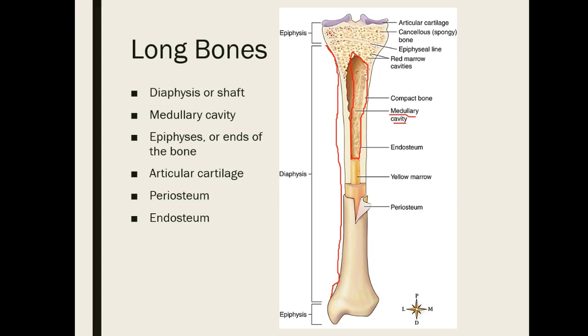Inside of that medullary cavity, we do have yellow bone marrow, which is a fatty form of bone marrow. The ends of the bones are going to be referred to as the epiphyses. So that's going to be these areas here. These are commonly covered in this articular cartilage up here. That is going to be what protects the 2 bones of a joint from rubbing against each other.